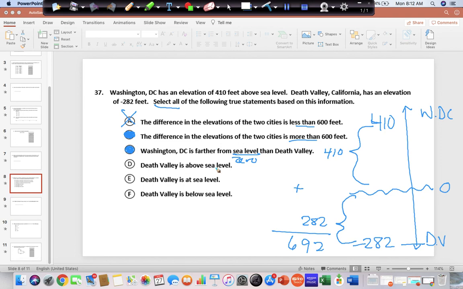Death Valley is above sea level. It is not. It is below. Death Valley is at sea level. No, because that would be 0. 0 is sea level. Death Valley is below sea level. That is correct. So F is correct.